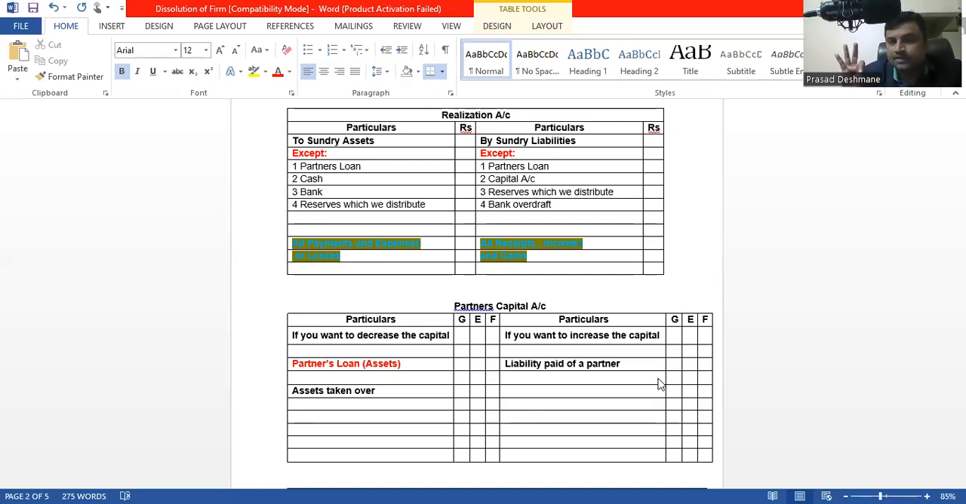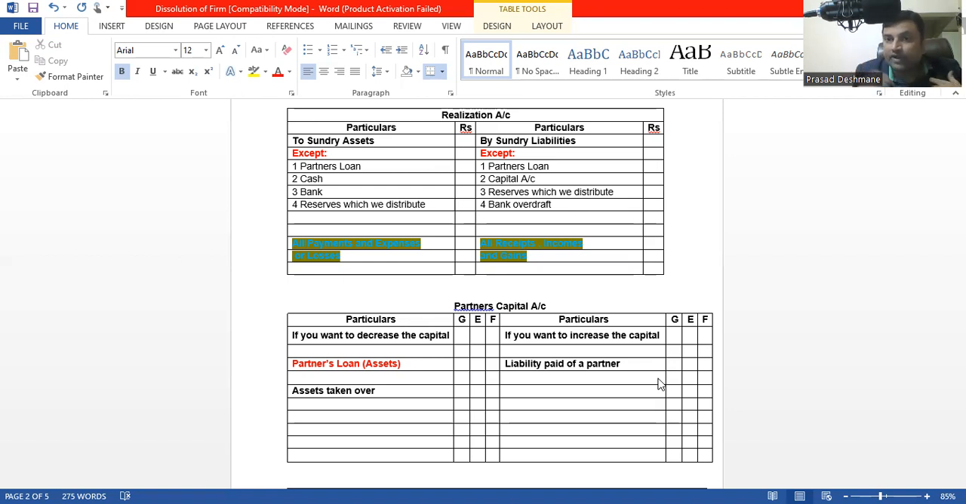All payments, expenses, and losses, we are going to record on the debit side. All payments for what? Payment of liabilities, expenses of a dissolution, and any losses that we are going to record on the debit side, left hand side. Okay, and right hand side is what? All receipts. Receipt means what?